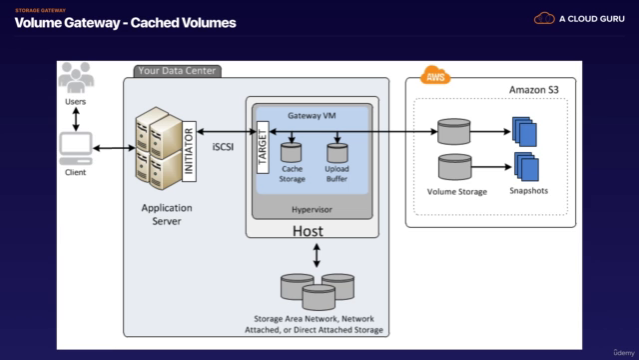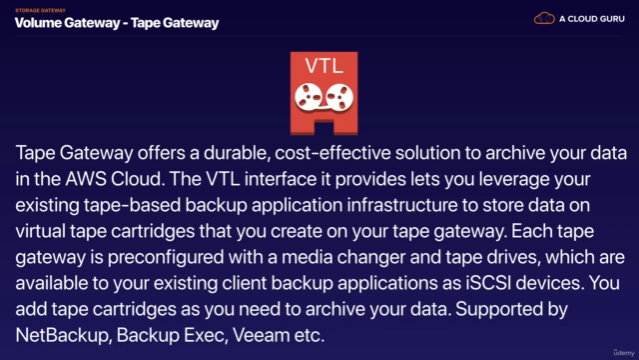So again, here's a diagram. We've got our users, we've got our application servers. It's connecting in through iSCSI to our host, and our host is running our virtual machine gateway, a gateway VM. This is also accessing SAN, storage attached networking, which is basically a big disk. And then the gateway VM is replicating our information over to S3. So that's how that one works.